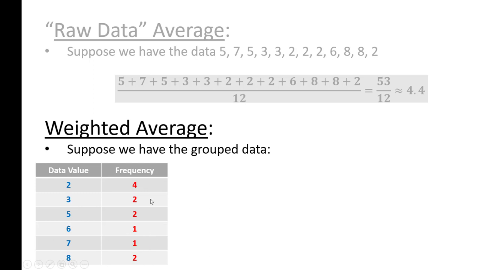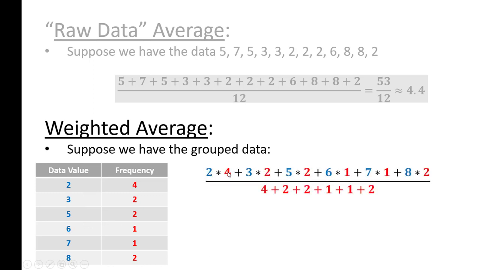I take that table, I take each frequency and multiply it by its corresponding data value. I tried to keep the colors consistent from the last video. That would look like this. So it's 2 times 4, 3 times 2, 5 times 2, and so forth all the way across. And then I'd add up the frequencies because that's how many total data points I have. 4 2s, 2 3s, 2 5s, and so forth. That means I have 12 data points altogether. If I do the math, it comes up with the exact same thing because they are the exact same thing.